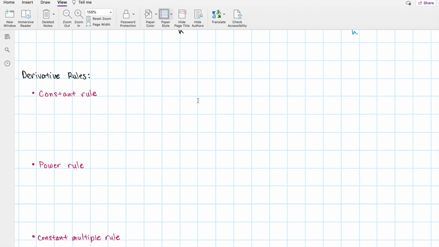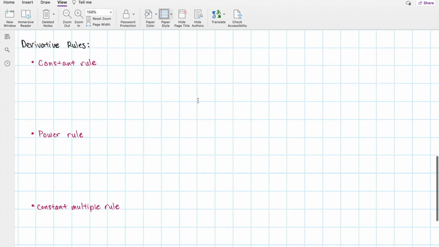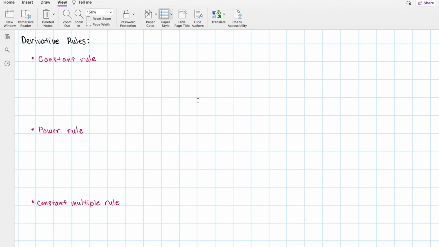Now we're going to be talking about derivative rules for this tutorial, specifically the constant rule, power rule, and the constant multiple rule, just to give us a bit of a head start, and then we'll get into more complicated rules. So the constant rule is actually quite simple. It just tells you that whenever you have a constant, the derivative of that constant is going to be 0.